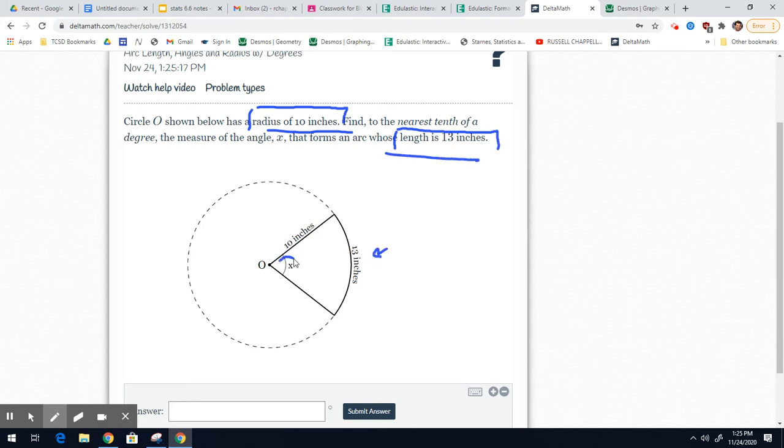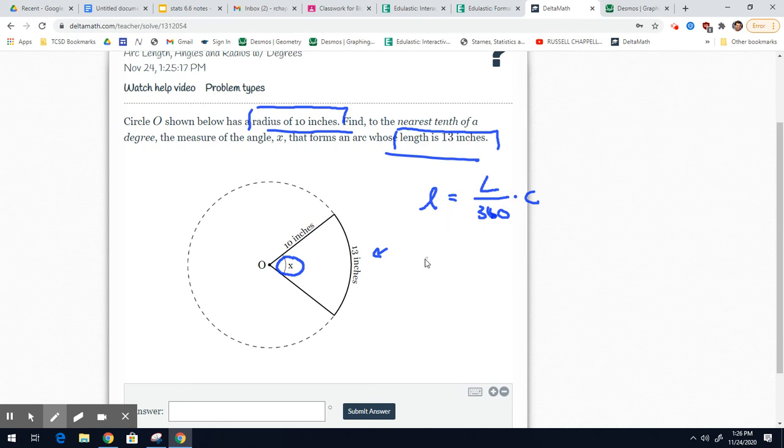They do not give you the angle measure. You're looking for the angle measure. So again, remember this formula: arc length equals the angle measure out of 360 times the circumference. Because they don't give us all of the right side, we're going to have to actually solve this problem. So let's talk about how we're going to do that.